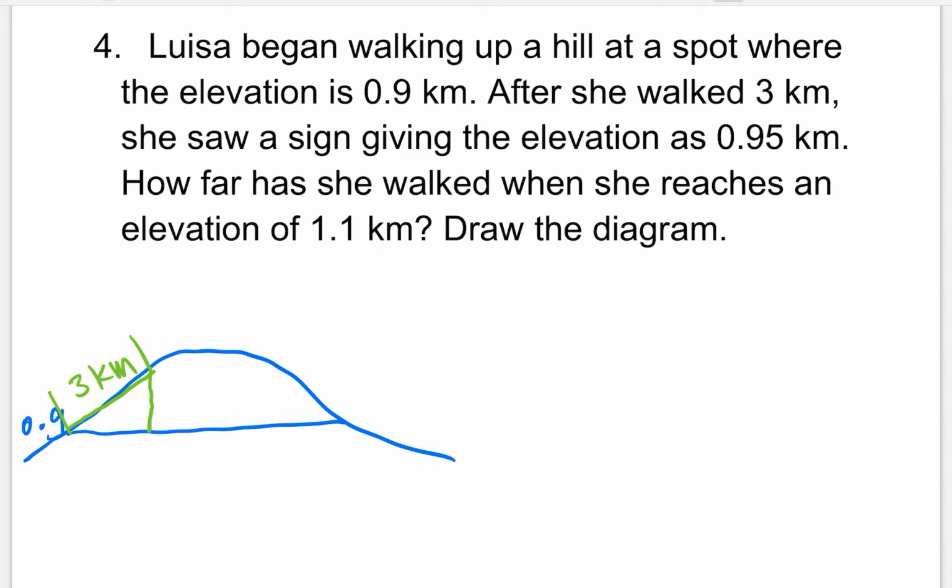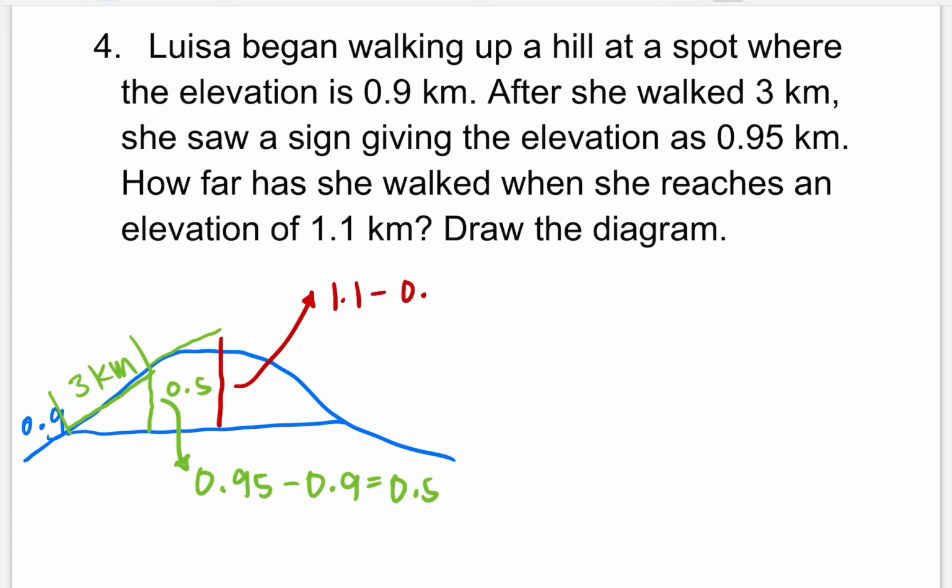So instead of writing 0.95, remember she started at 0.9. So we are going to do 0.95 minus 0.9, which gives us 0.05. So this is 0.05. Now she continued walking, and then we're trying to figure how much she has walked until she reaches 1.1. So this portion here, that's when she saw 1.1. But instead of writing 1.1, we are going to do 1.1 minus 0.9. And this is equal to 0.2. So this is 0.2. And this is the unknown.